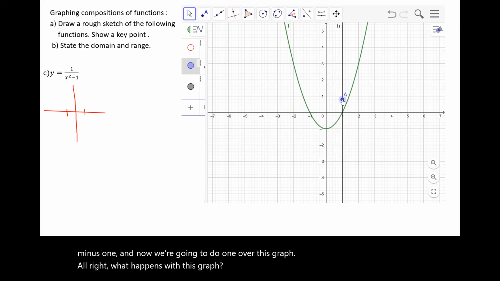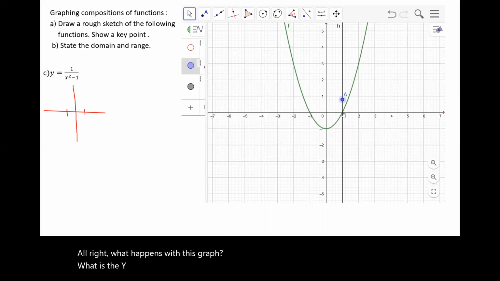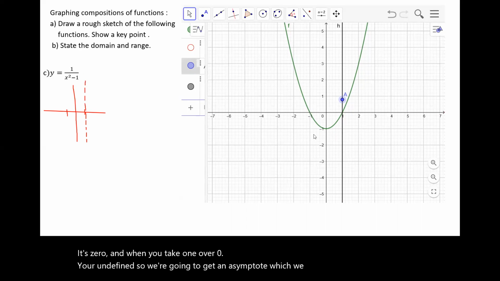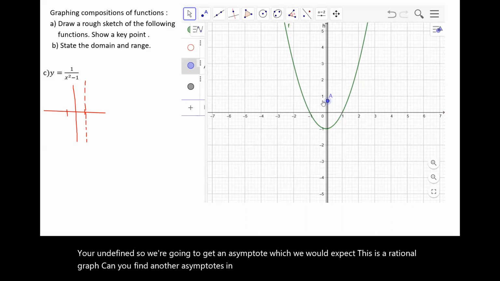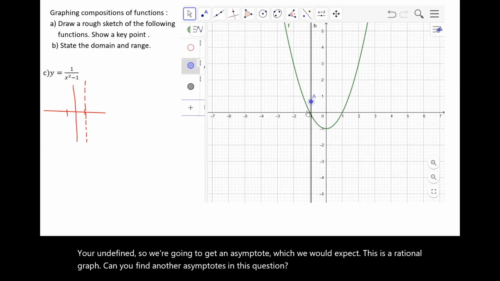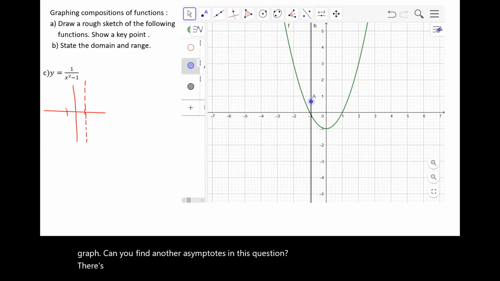What is the y value of the point at x equals 1? It's 0. And when you take 1 over 0, you're undefined. So we're going to get an asymptote, which we would expect. This is a rational graph. Can you find another asymptote in this question? There's one. At -1, the y value is 0. 1 over 0 is undefined.